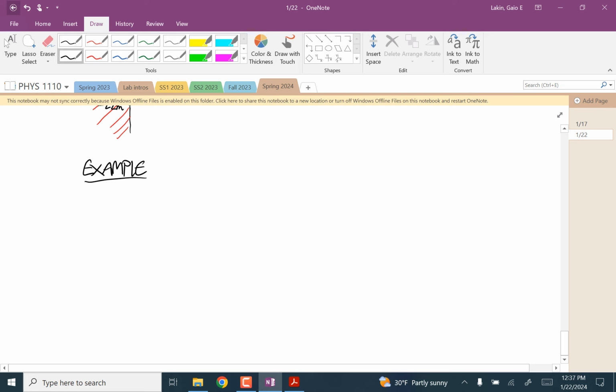So let's say here's the line that motion is happening along, and there's a shed, and then there's a fire hydrant.